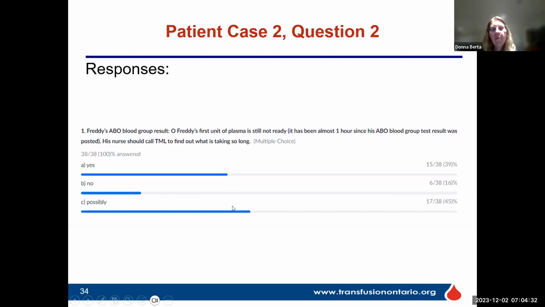And we have a bit of a mixed response here. And at this point, with this amount of information, I would probably go with the possibly. I mean, if the OR is calling you saying, we're ready, we want to get this surgery going, then for sure you should call and find out, because we need to look after Freddie. But if Freddie's pretty stable and the OR doesn't have a time frame in mind, then you might want to give your blood bank a little bit more time, because preparing plasma can be a little bit complicated.